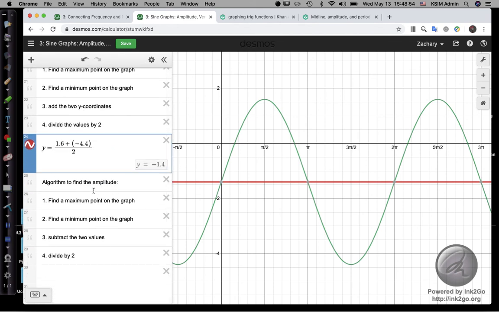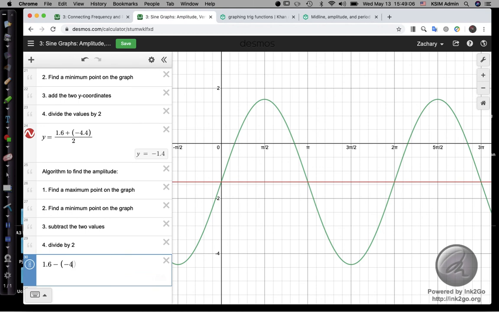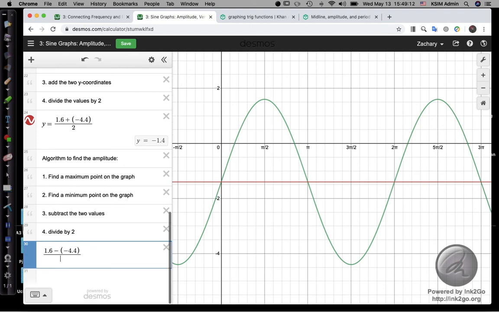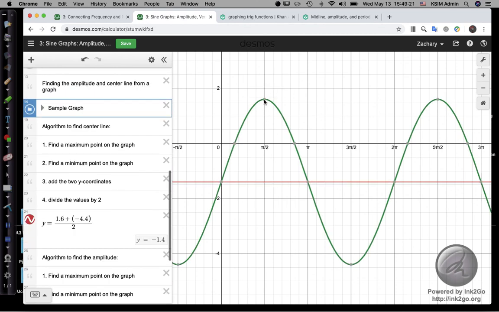And similarly, to find the amplitude, take the same two values, 1.6, the maximum value, but in this case I'm going to subtract the minimum value and divide the entire quantity by 2. And I found that the amplitude is 3 units. So from the center line, negative 1.4, to the peak, 1.6, I've moved 3 units to get that.